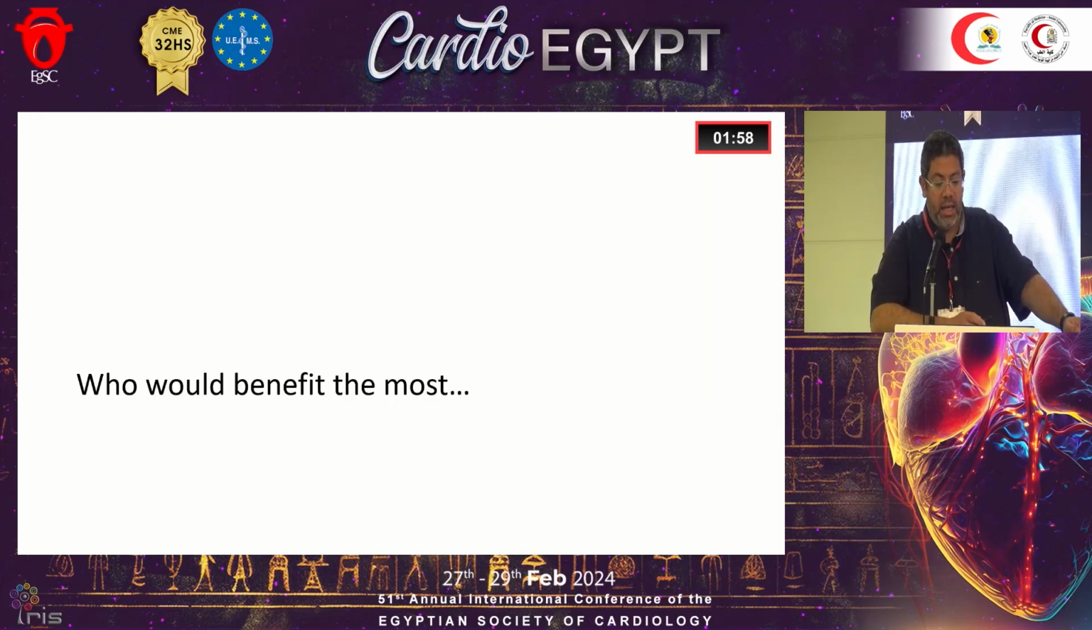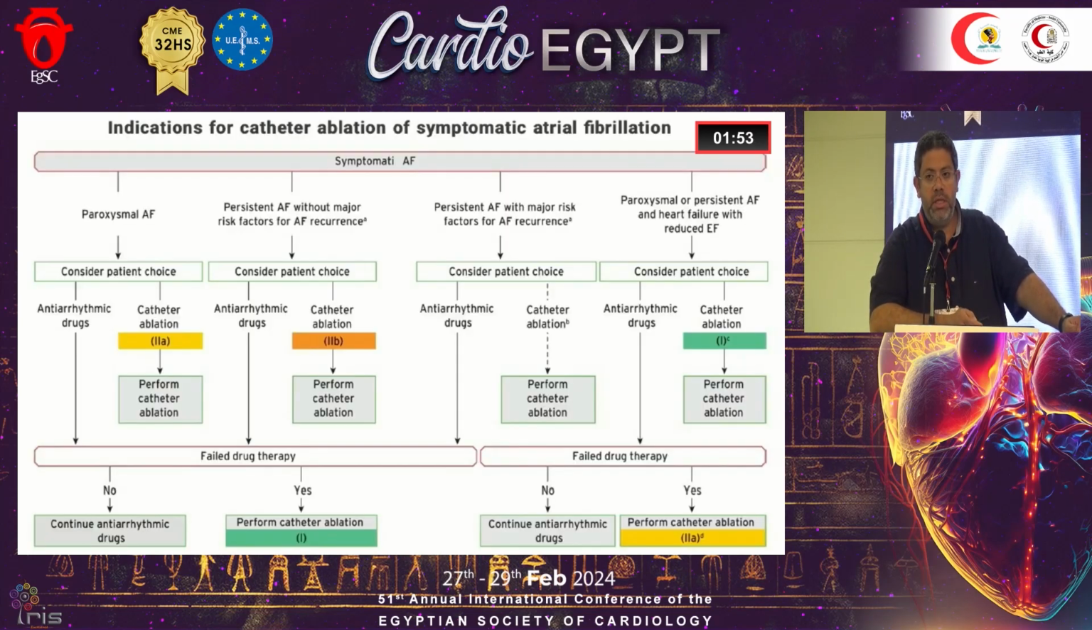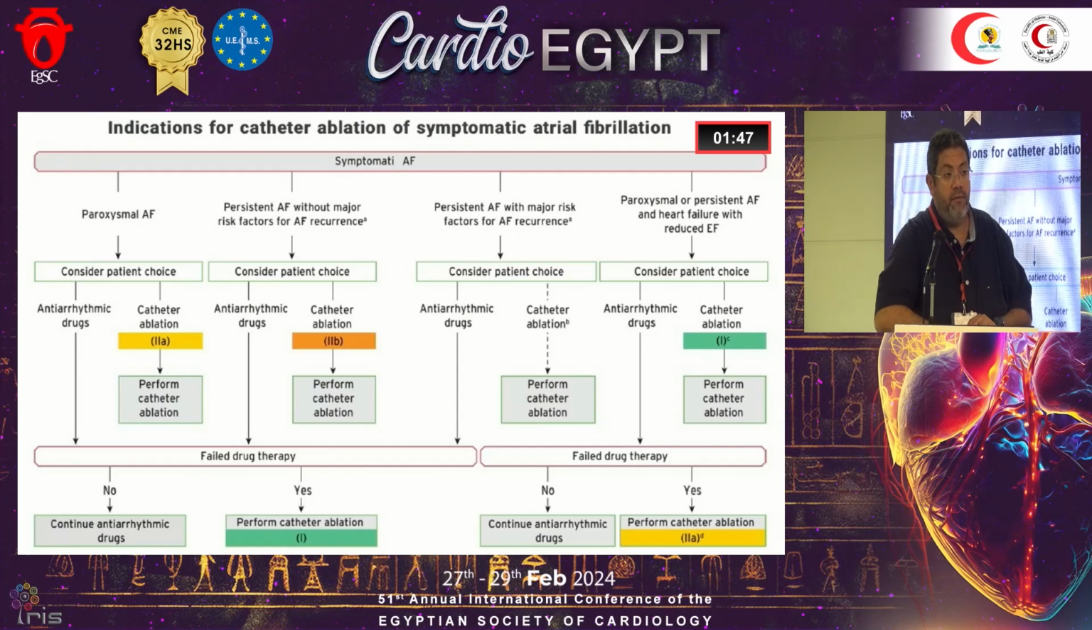So these are very important data that had implications for the guidelines. These are the European guidelines published in 2020, and they emphasize that catheter ablation could be used as a first-line therapy in patients with heart failure, based on the CASTLE-AF study and several other studies. It can also be used as first-line therapy in patients with paroxysmal atrial fibrillation. In both scenarios, patient choice has to be considered, and the pros and cons of the procedure have to be explained to the patient, who has to make his informed decision.